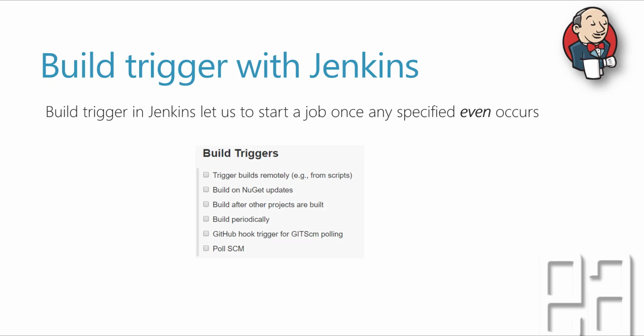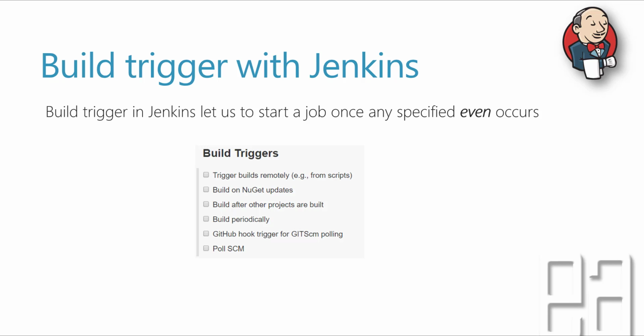You can see that within this build trigger section, we have so many options or events, like trigger build remotely, for example from a script, and build on a NuGet update. So if there is any update in the NuGet package, then you can trigger a build, or build after other projects are built, build periodically, GitHub hook trigger for Git SCM polling, and poll SCM. All these are self-explanatory, so I don't really have to explain anything here.